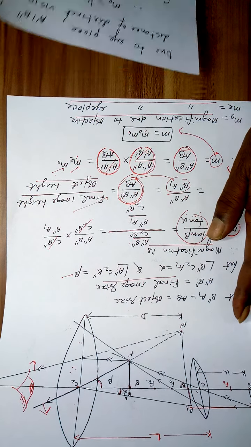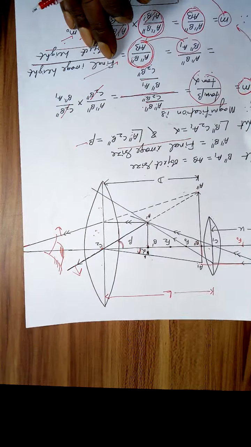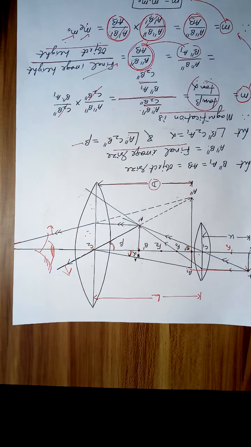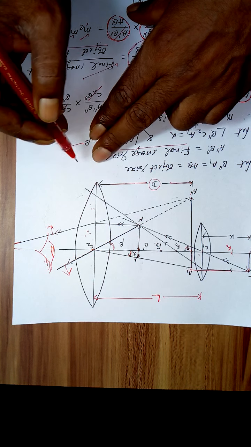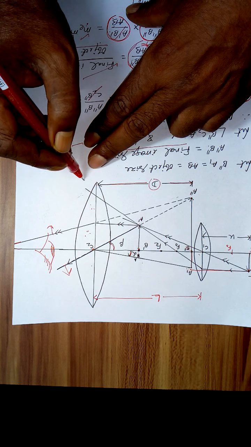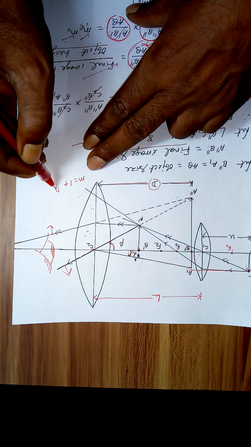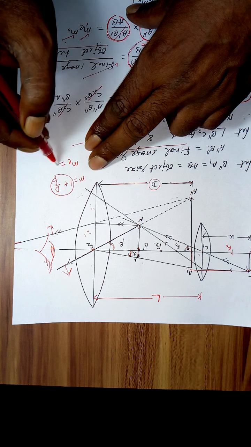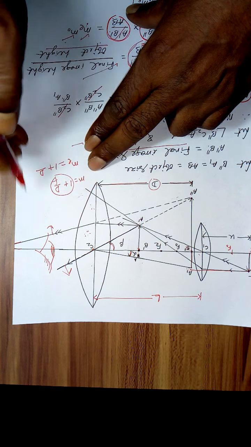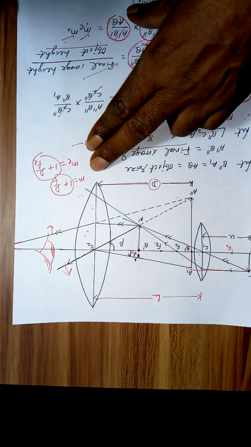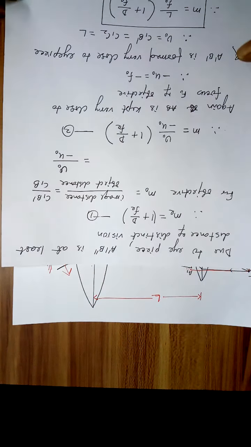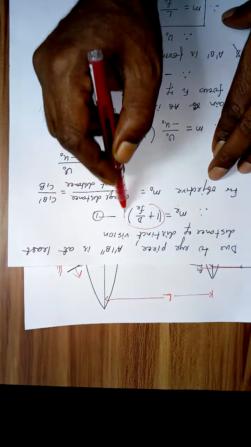Now let the final image due to this lens be at a distance capital D, that is the least distance of distinct vision. And we have earlier derived, if due to a lens the final image is at the least distance of distinct vision, the magnification was 1 plus D by F. So for this, the magnification will be equal to 1 plus D by focal length of the eyepiece. So for ME, I can substitute this.